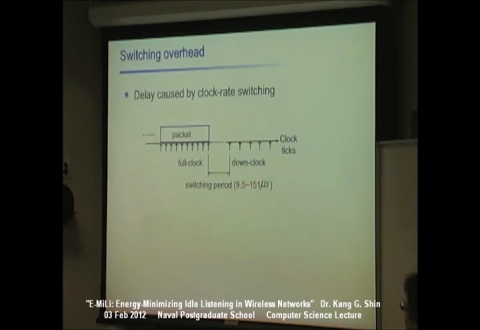Another one is the switching overhead when you down clock from, say, 10 megahertz to, say, 5 megahertz or 1 megahertz. When you switch the frequency, isn't it incurring overhead? Yes. Actually, the switching transient period ranges from 9.5 to 151 microseconds for the prominent Wi-Fi implementations. In fact, if a packet is transmitted during this transition period, the packet will be lost. This makes you wonder when to down clock. If you down clock when a packet is transmitted to you, that packet will be lost. So how do you deal with this sort of loss event?